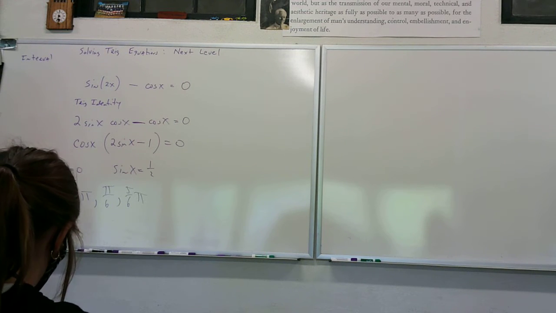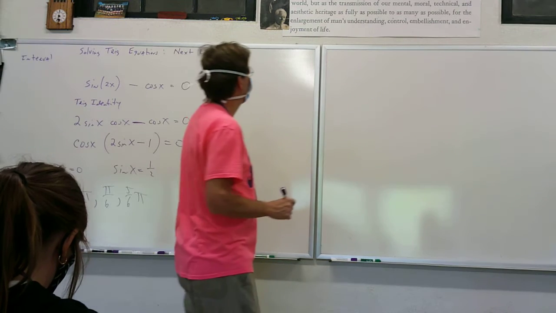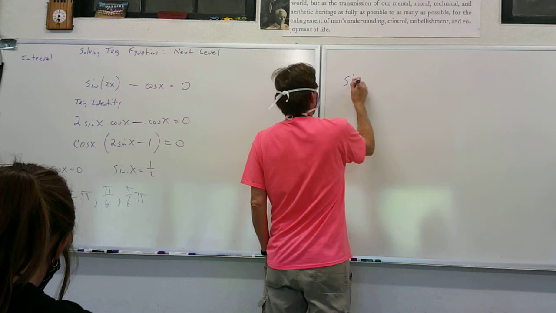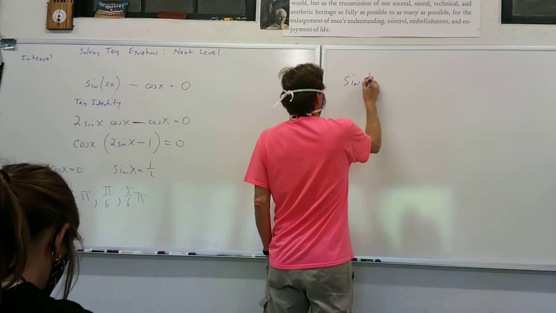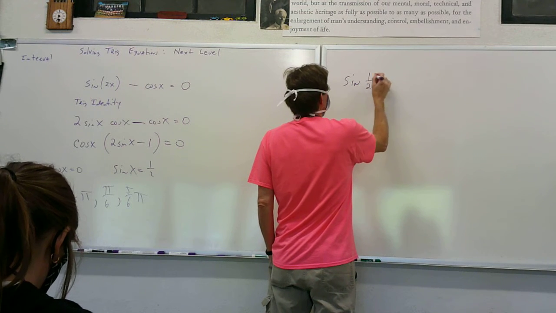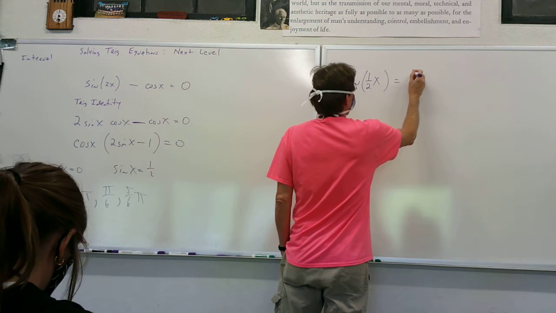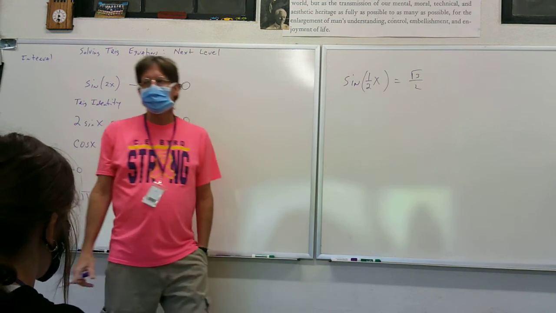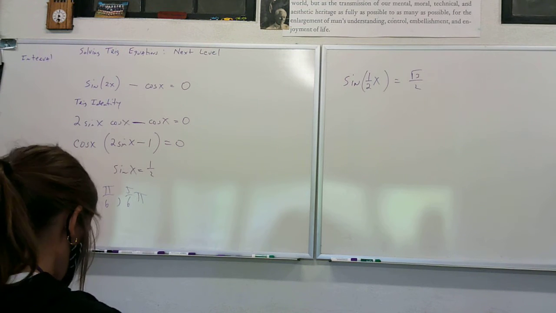Okay, we're going to work one more problem. Sine 1/2 x equals square root of 3 over 2. I'm going to tell you the good news on this one.